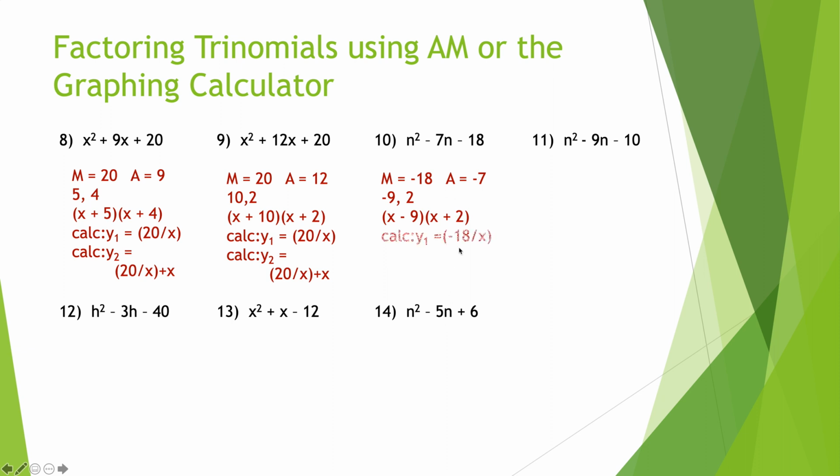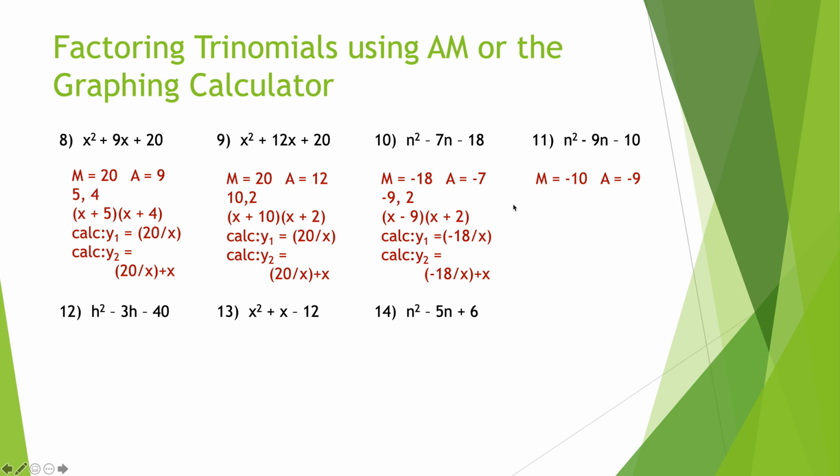As far as what to enter into your calculator goes, of course in parentheses, -18 divided by x. We always want that last term divided by x. For y1 and for y2, we do the same exact thing we had in y1, parentheses -18 divided by x, and then we always use the suffix plus x. Then we look in the y2 column for -7. That's just the A column. That's all it is. And then we look at what the two previous columns say, and it will tell you -9 and 2.